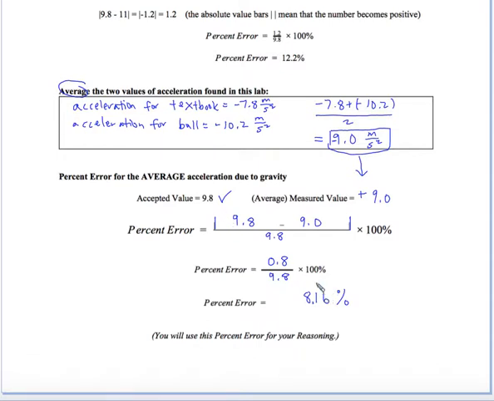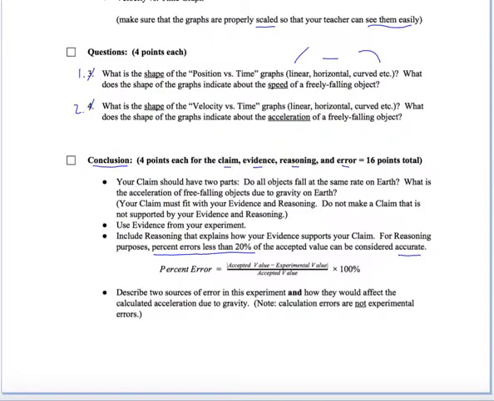Now, shouldn't we get the exact same thing? Shouldn't we get 9.8 here and 0% error? We would, except that there are lots of errors in this lab, things that we can't change. So we'll talk about that in the error section. But again, if your percent error is less than 20%, then you can say that your acceleration is that negative 9.8 meters per second squared.